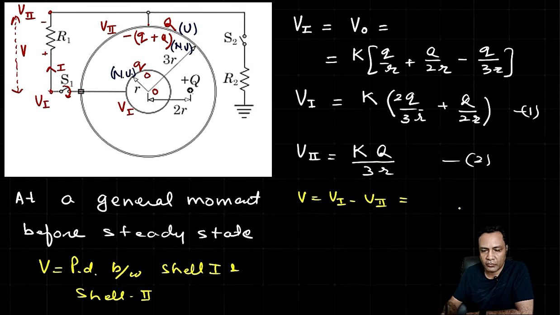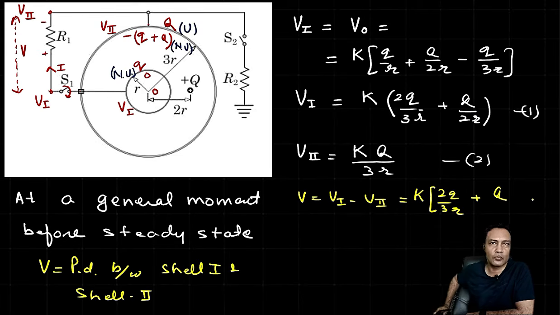So V1 minus V2, if I just take the difference of these two, 2Q by 3R and Q by 2R, so that will be K into 2Q by 3R, and the difference of this would be simply capital Q, 1 by 2 minus 1 by, that will be 1 by 6, by 6R. That is one thing.